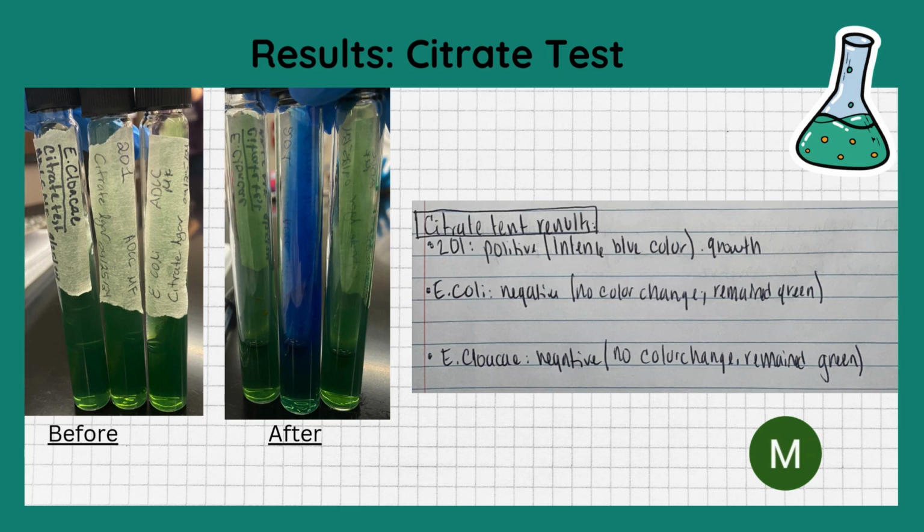For the citrate test, unknown 201 showed a positive result. This is seen in the color change from green to blue. There was also growth present on the slant. This means that unknown 201 is able to metabolize citrate. E. coli and E. cloacae were negative results, as there was no color change and there was no growth.